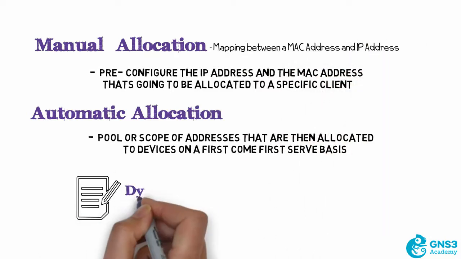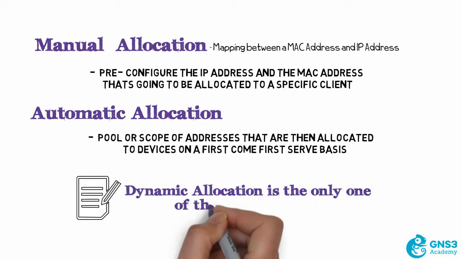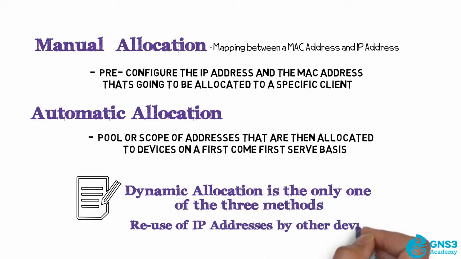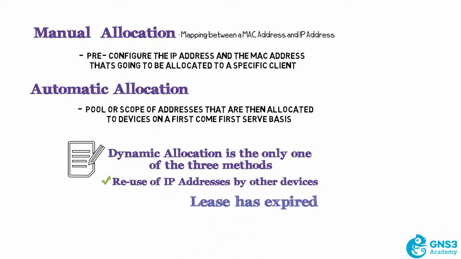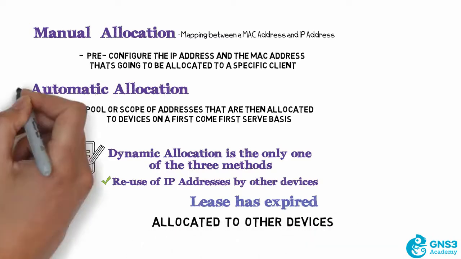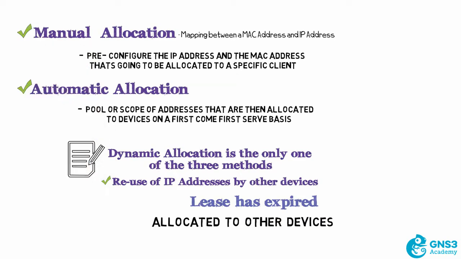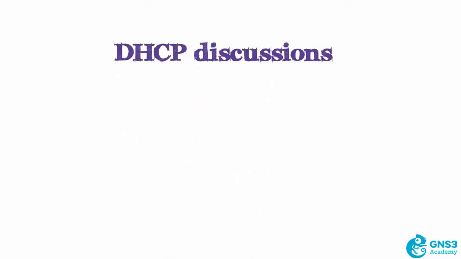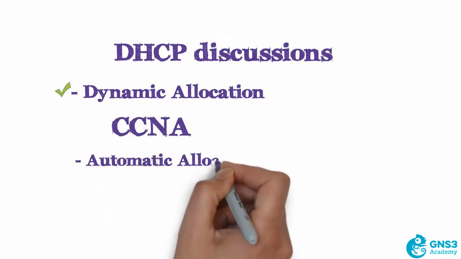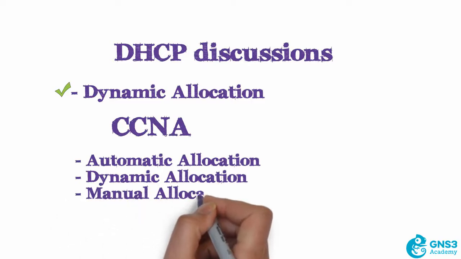Please note that dynamic allocation is the only one of the three methods that allows for the reuse of IP addresses by other devices. Once your lease has expired, that IP address can be allocated to other devices, whereas with automatic and manual allocation, once an IP address is assigned to a specific device, that device always gets to use that specific IP address. So in DHCP discussions, we're typically talking about dynamic allocation. But for CCNA, be aware that we have automatic allocation, dynamic allocation, and manual allocation.